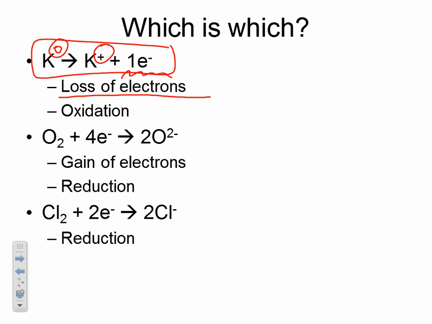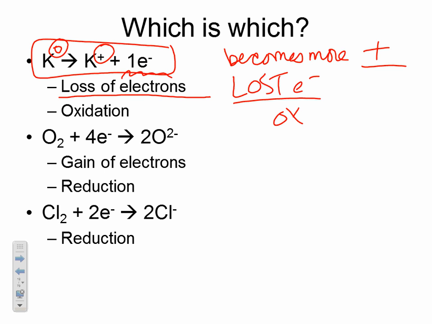Right, it becomes more positive. So that means it lost electrons. In oxidation, you become more positive.